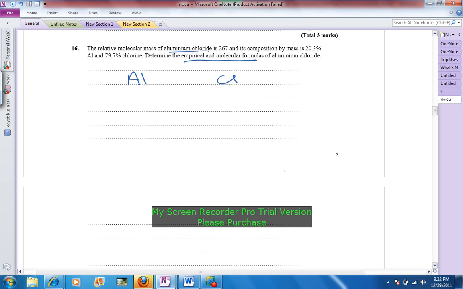We want to find out their moles, and we can find that from their grams, how many grams there are. But they're only giving us percentages, so we can automatically convert that to grams. For example, here it's 20.3 grams, and 79.7 grams.